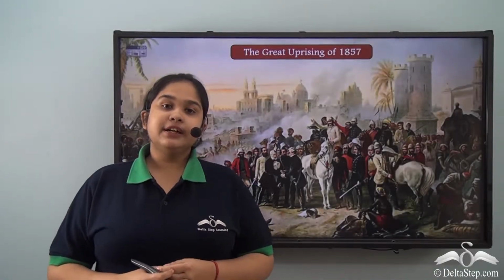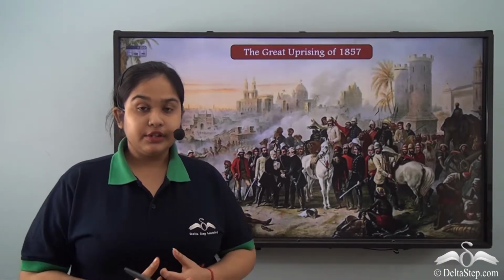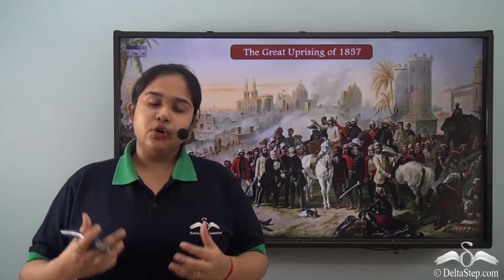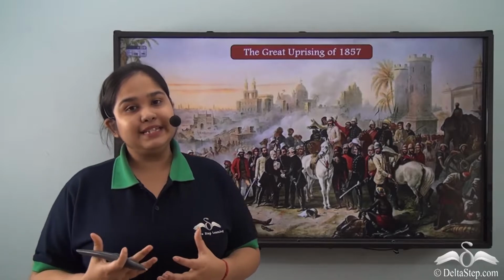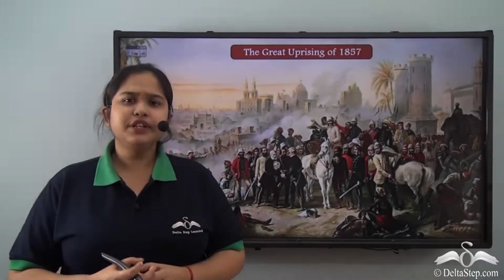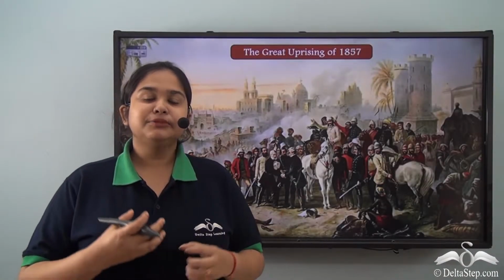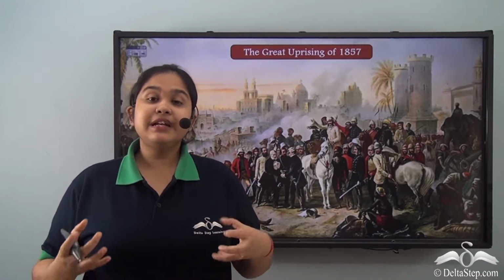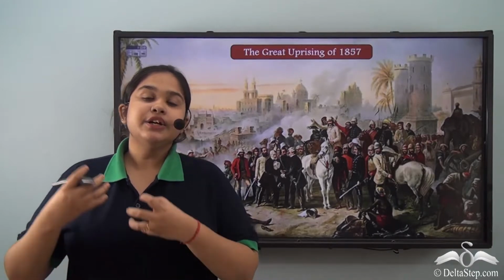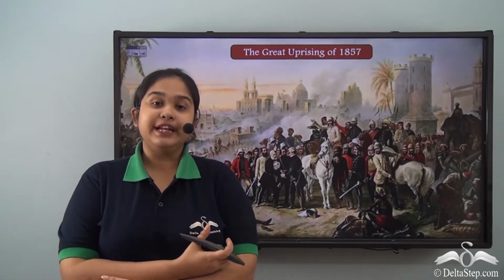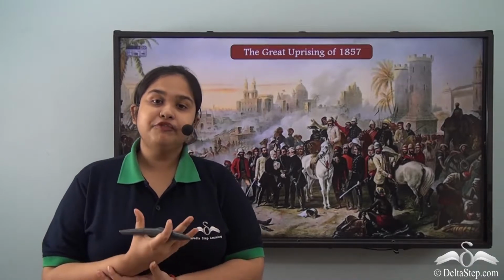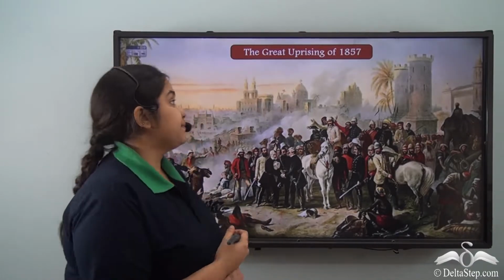Now we have learnt about the various causes, the political and the economic causes, that caused the uprising of 1857. In this video, we will be looking at the various socio-religious as well as military causes that triggered the event of 1857, which also became the first war of independence.